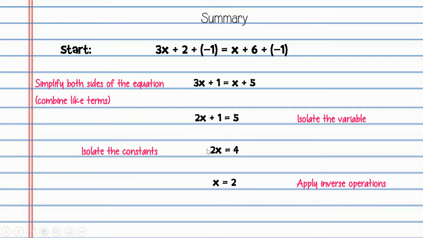Up here, the 2 is being multiplied by x. So we have to apply inverse operations to undo it. Remember, inverse operations are opposite operations. Our operations are addition, subtraction, multiplication, and division. So the inverse operation of multiplication is division. When I divide this by 2, these 2's cancel each other out, and I'm just left with an x. But whatever I do on the left side, I have to do on the right. So this 4 is divided by 2, and I get the solution of x equals 2. And then finally, make sure to check your solution. These are the 5 steps that we came up with to solve a multi-step equation.